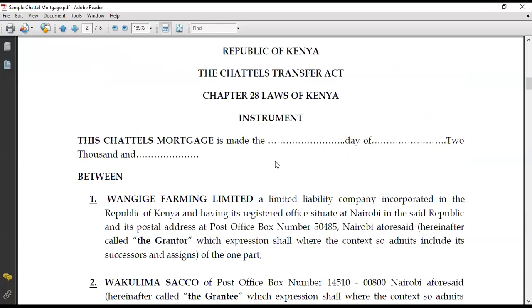So the heading, we call it security agreement between Keno Sugar Limited and who are their creditors? A local bank, not listed. So for the local bank, you give it a name.